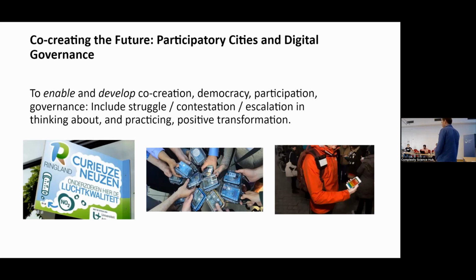Policymakers became interested as soon as these groups were able to mobilize more and more citizens, so that they gained a mass of people measuring air pollution. So critical mass is essential, is crucial here. So that's the key point.